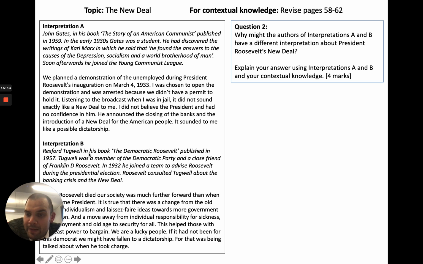So that's what we learn about his background, and it's not necessarily that surprising then that he's positive about the New Deal, right? He was someone who was a member of the same political party as Roosevelt, unlike Gates, right? He's a member of the Democrats. Also, he joined a team to try and advise Roosevelt during the election. So he's clearly someone who's quite sympathetic to Roosevelt and what he's trying to do.